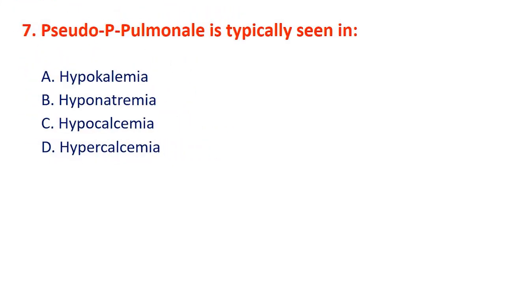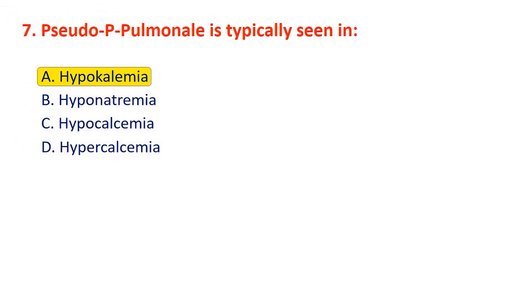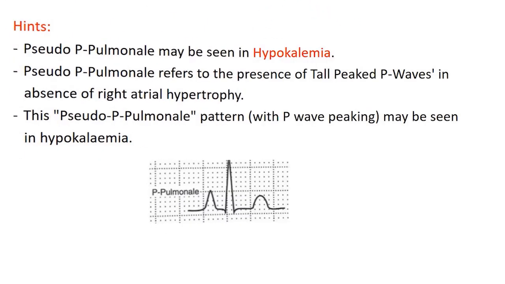Number 7. Pseudo P pulmonale is typically seen in: hypokalemia, hyponatremia, hypocalcemia, hypercalcemia. And the correct answer is hypokalemia. And here are the hints.